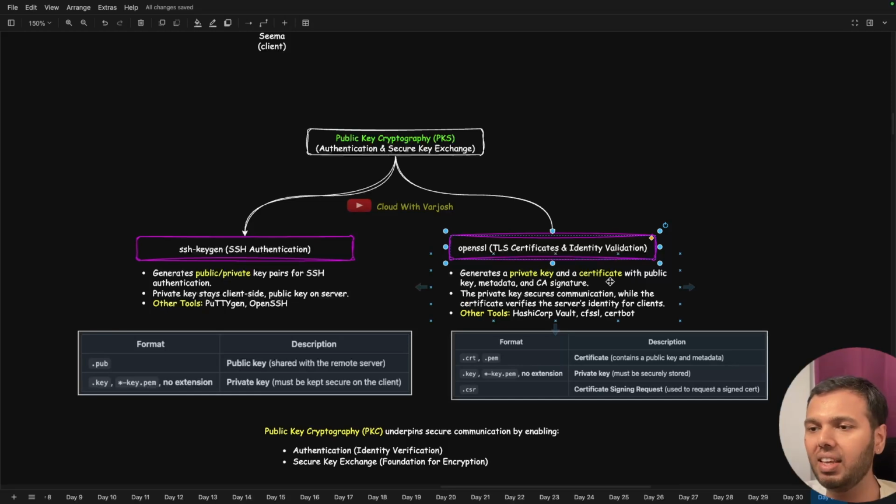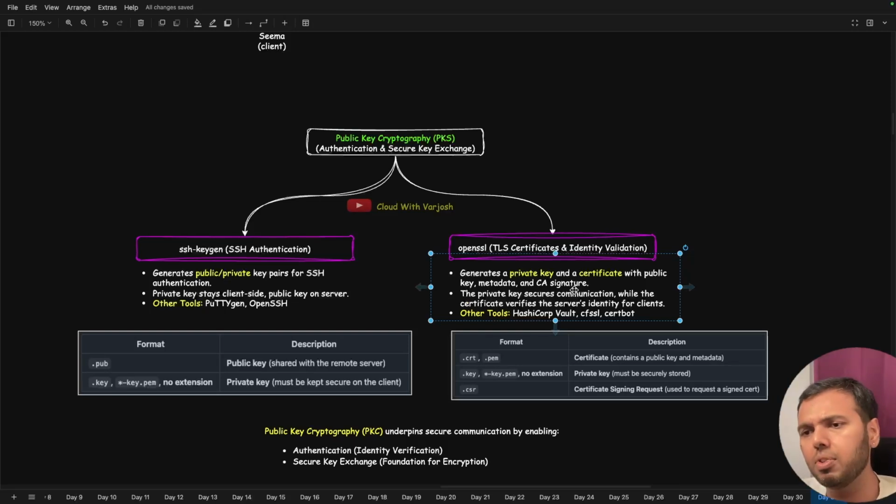Generates a private key and a certificate with public key, metadata, and CA signature. So here we said that a key pair was generated. Here we are saying that we generate a private key and a certificate, and in turn that certificate has the public key, metadata, and CA signature. CA as in the certificate authority's signature.